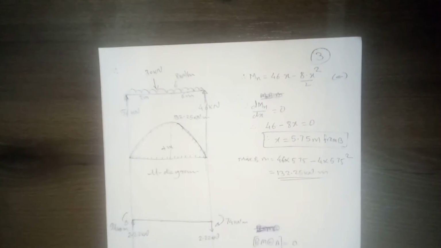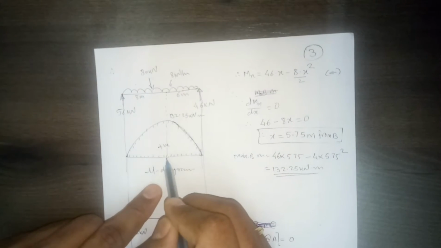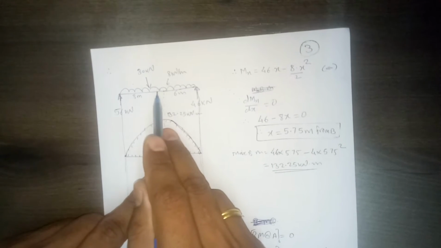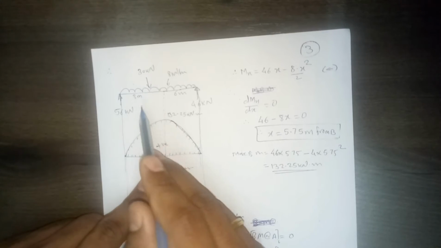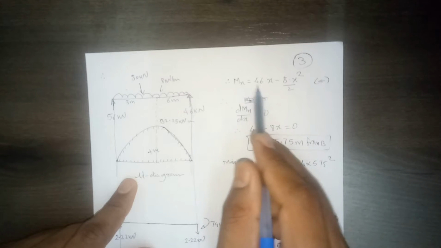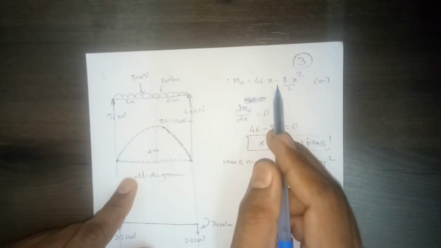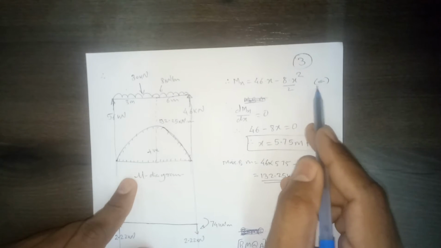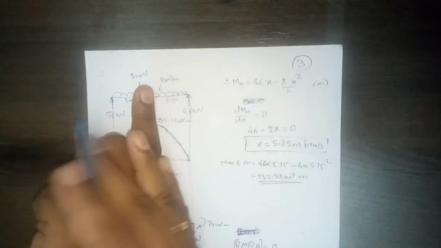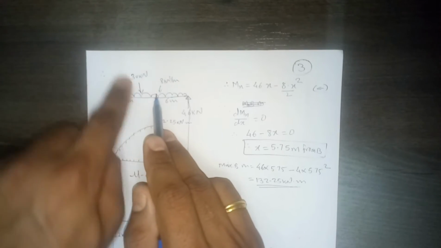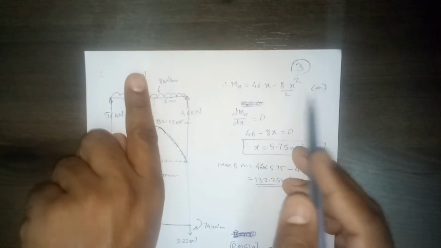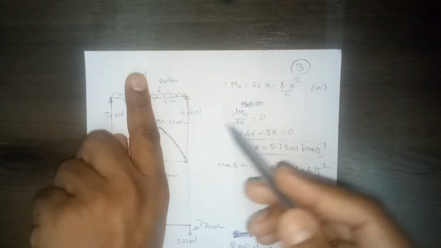And then next, no doubt the peak portion won't be at the center, since we have a point load. So to find out the location, we'll take the Mx equation. We'll write the Mx equation from right to left, from this end, because from this end you have this vertical reaction. So instead of doing that, it is easy to write it down from the right end.